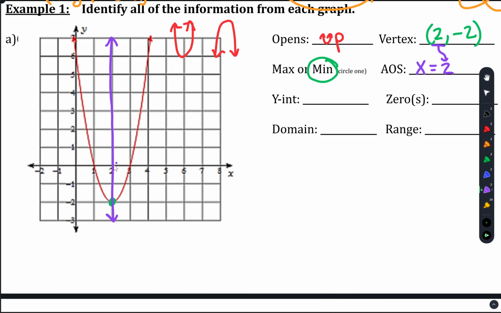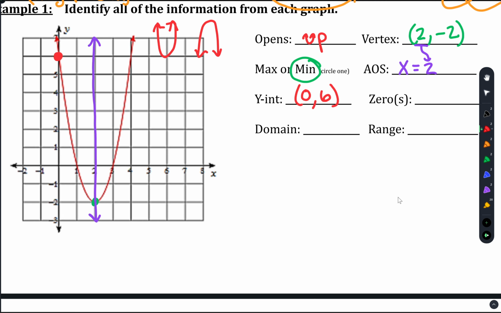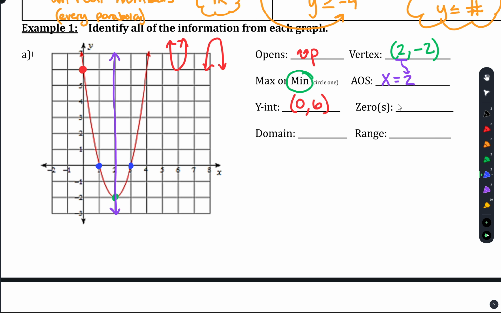You can also see it on the graph, right? That's like at 2. Y-intercept is wherever my graph crosses the y-axis, so be careful when you're looking here. This crosses at 6, so I want this as a coordinate. This is 0, 6. Next are my zeros. Remember, zeros is another word for x-intercepts. I have 2 of them here. They are at 1, 0, and, oh, no, sorry, not 5, 3, 0.